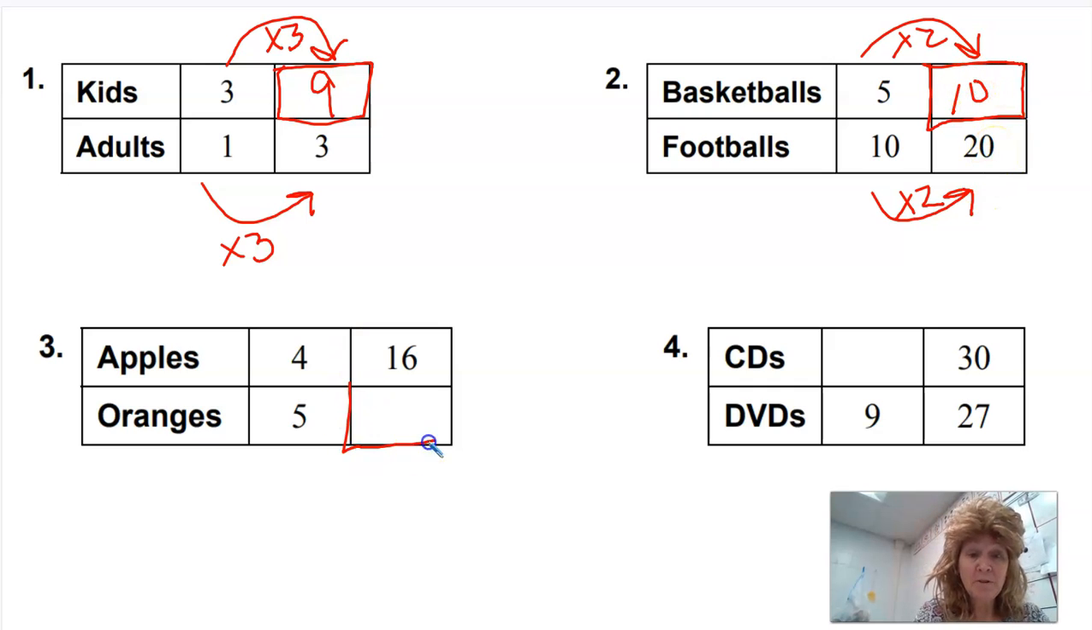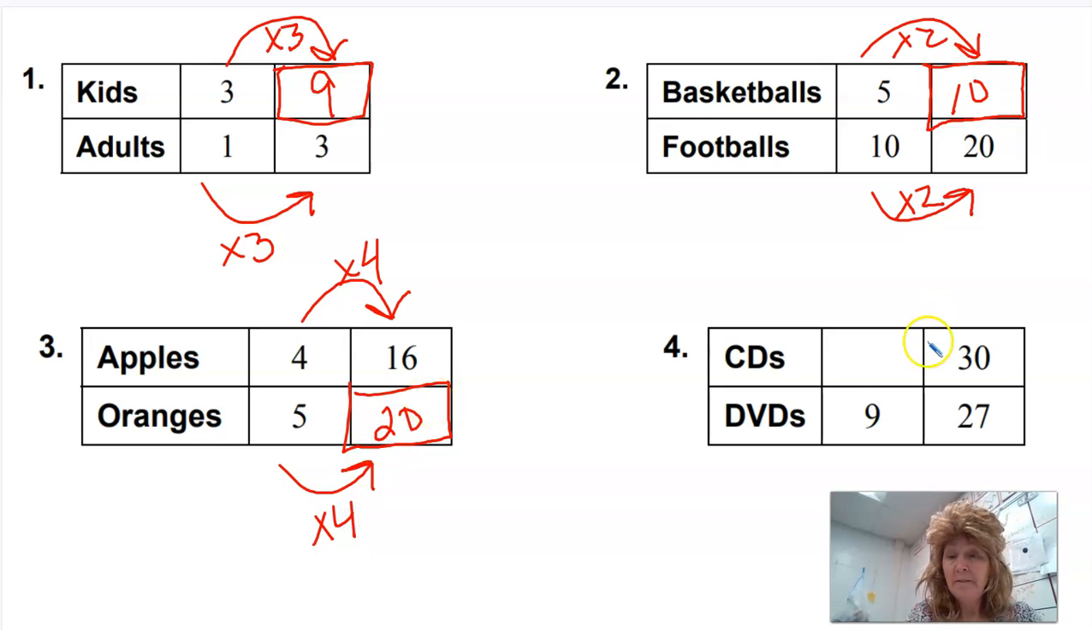All right, apples and oranges. We're missing the number of oranges, so I need to swoop toward the oranges on the top and the bottom. I'm looking at the pattern on the top. 4 times 4 is 16, and 5 times 4 is 20. Now this one is the trick.